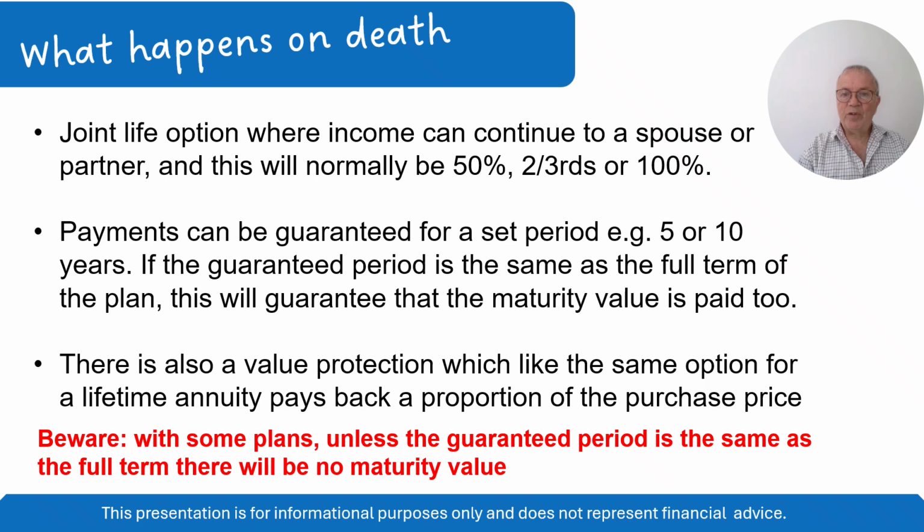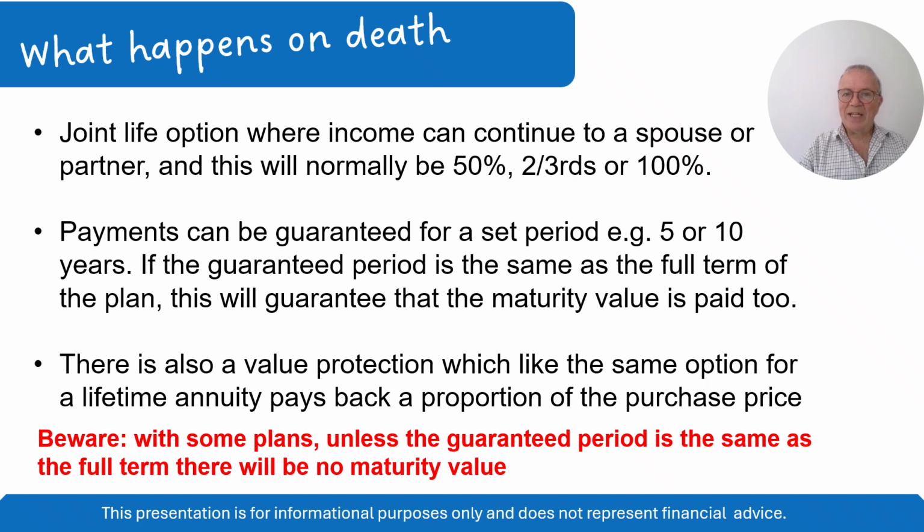There's also an option for value protection, just like a lifetime annuity. It's the original capital plus any income paid out provides a balance which can be paid on death. But you've got to be careful. With some plans, unless the guaranteed period is the same as the full term, the maturity value won't be paid out. That sounds quite complex, but let's take a 10-year fixed term.